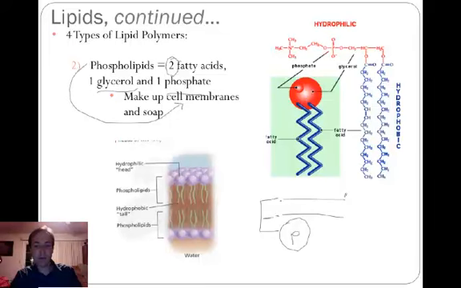We know that these fatty acids hate water. So this end right here is hydrophobic, meaning it hates water, whereas this guy here is hydrophilic. It loves water, the phosphate.